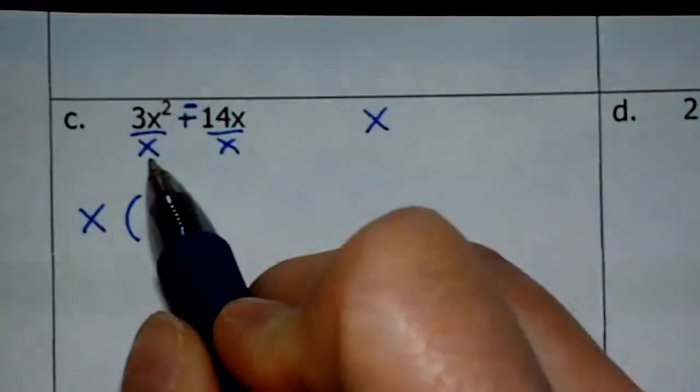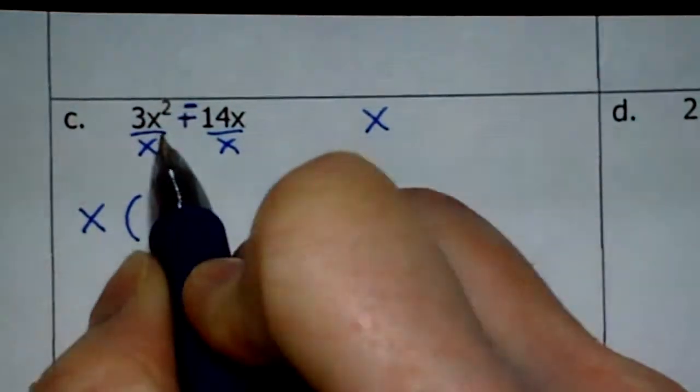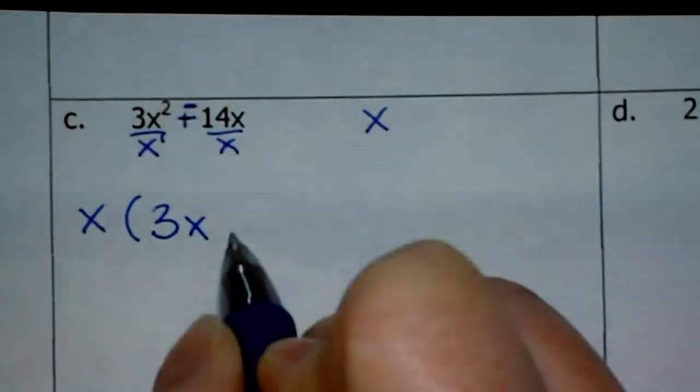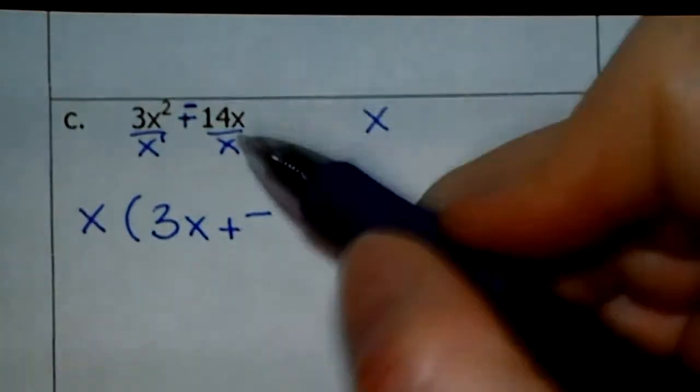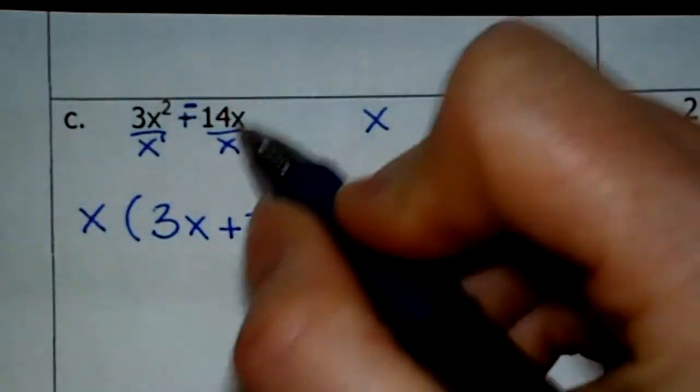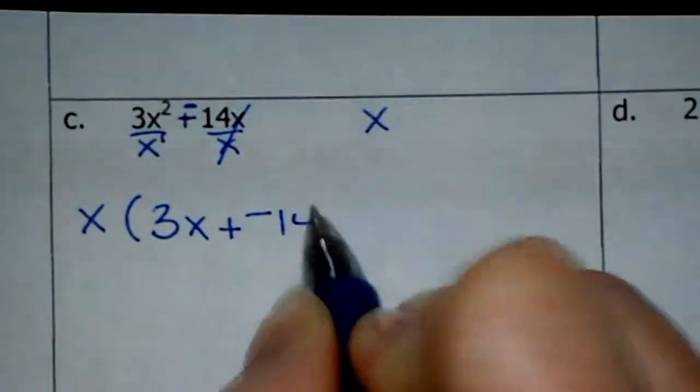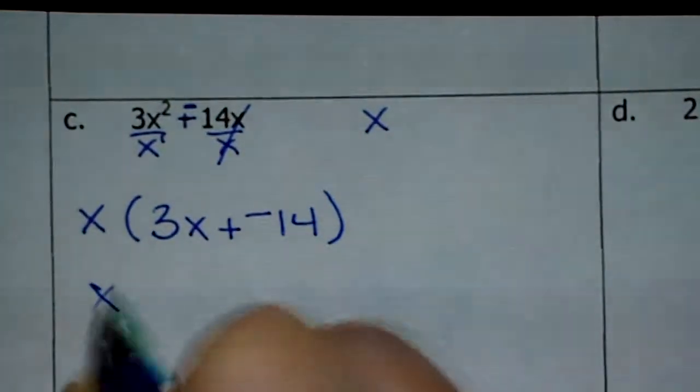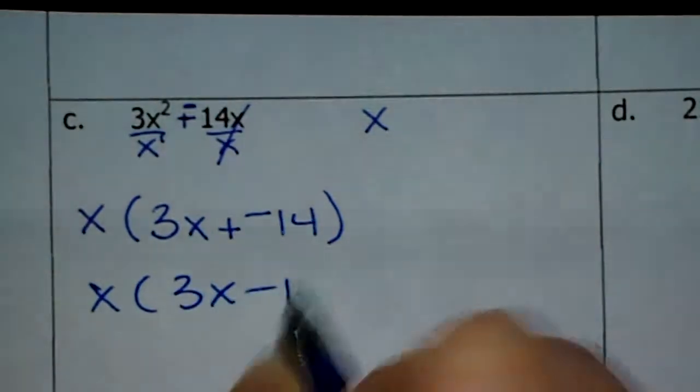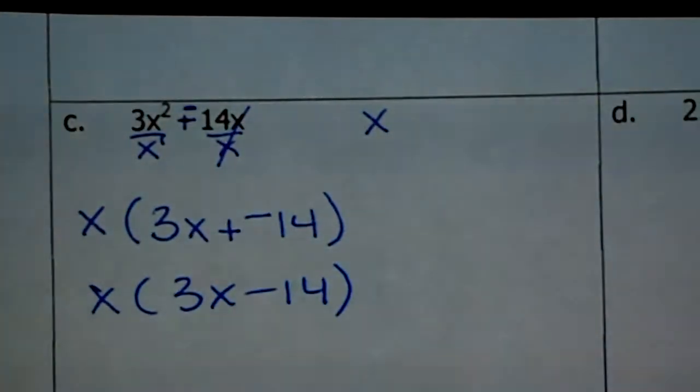And x squared divided by x, this would really be like x to the first. 2 minus 1 is 1. So I'm left with 3x. Plus negative. When you take x divided by x, it's gone, and negative 14 is left. If you wrote this as x times the quantity of 3x minus 14, even better. They're both satisfactory to me, though. This is fine.